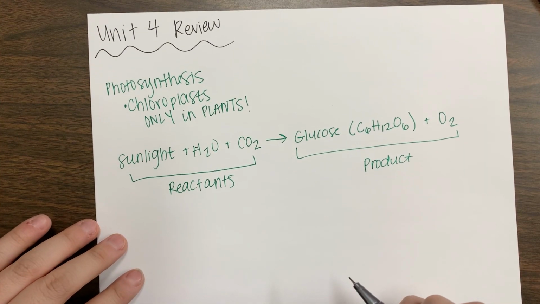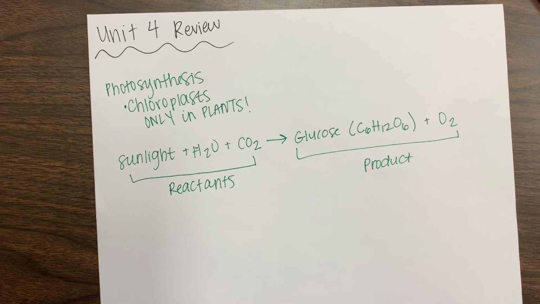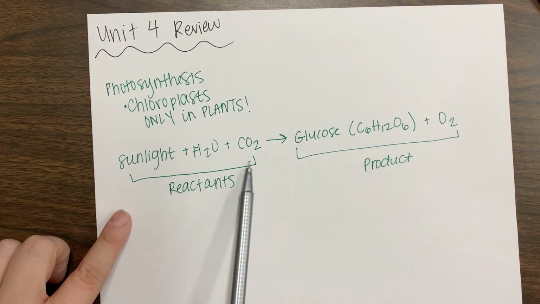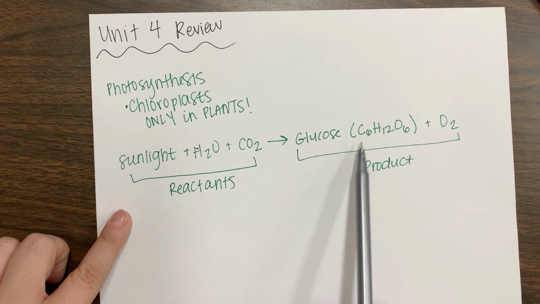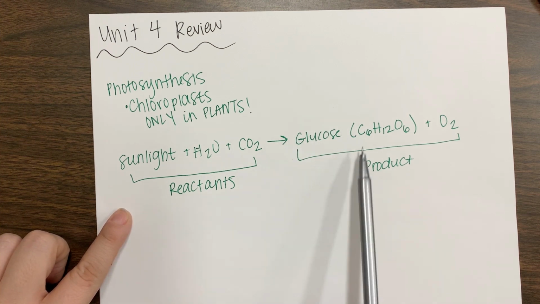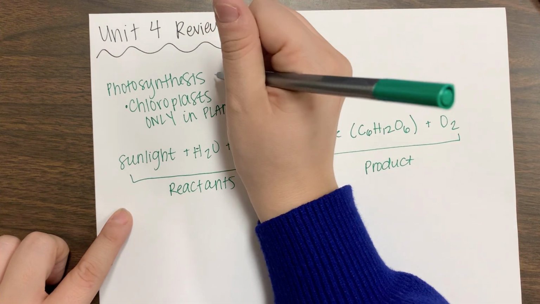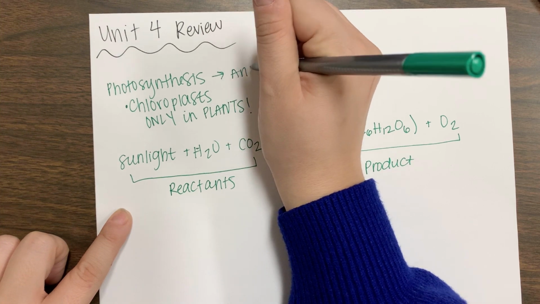So if you remember in the PowerPoint, it talked about two types of metabolic pathways, so catabolic and anabolic. So catabolic, you are breaking down larger molecules into smaller ones, and then in anabolic, you're making larger ones from smaller ones. So here we have really small molecules, water and carbon dioxide, and we're creating glucose, which is like a big molecule. So this is going to be anabolic.